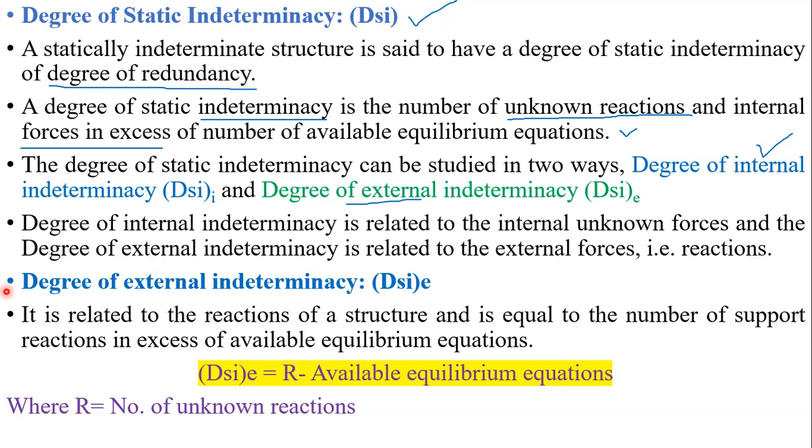So let us discuss today the degree of external indeterminacy. It is related to the reactions of a structure and is equal to the number of support reactions in excess of available equilibrium equations. And hence the equation can be written like this: degree of static indeterminacy external is equal to R minus available equilibrium equations, where R is the number of unknown reactions.